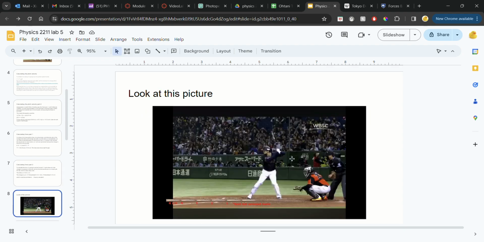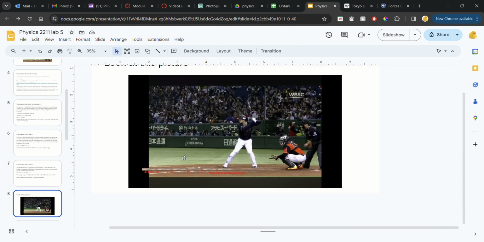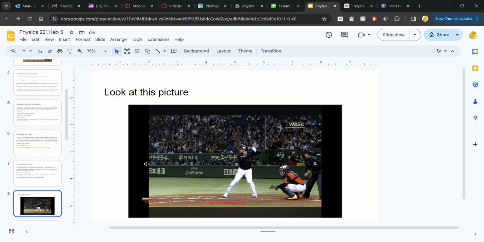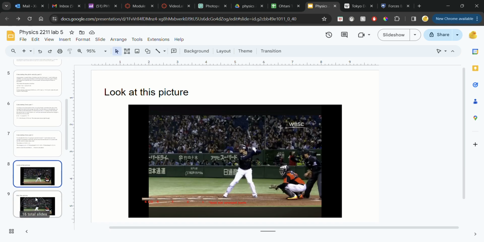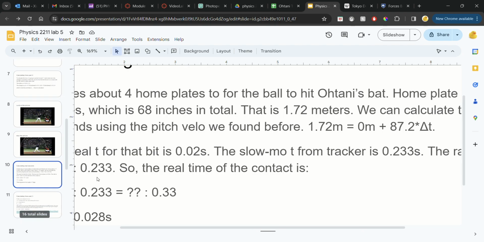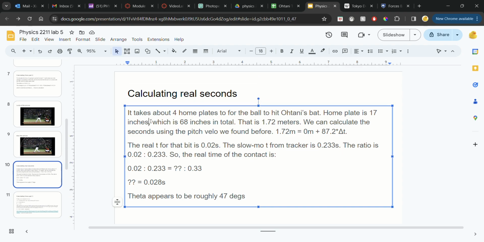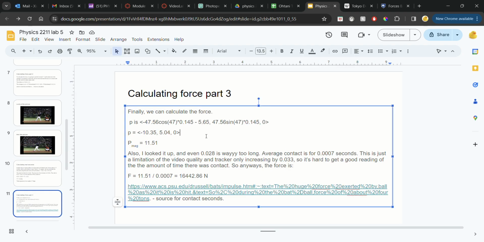I tried to use a picture like this to calculate the time it took for the ball to get from one point of the screen to this point. It really didn't work, but the protractor worked pretty well. The angle was about 47, and that makes sense. This is what I calculated for the time. You can see what I did here. I corrected it later. It's not really right, but the degrees seem about right.